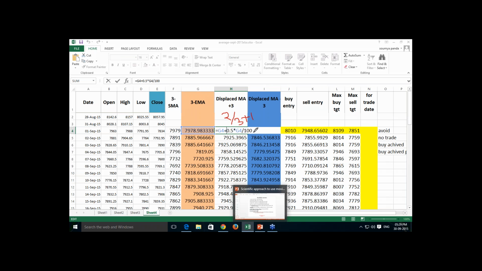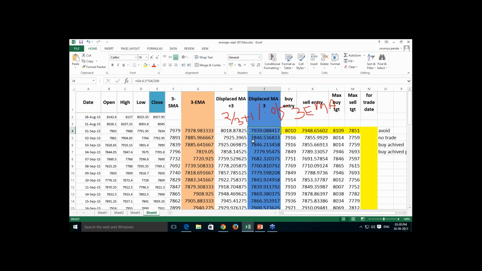Meaning, you have to calculate 2 divided by n plus 1 percentage of the 3-period exponential moving average. So this is nothing but the 2 divided by n plus 1 percentage of which value? Percentage of your 3-period exponential moving average, EMA. Once you add this value to the 3-period exponential moving average, you will get the displaced moving average plus 3. Similarly, once you subtract that value, you will get the displaced moving average minus 3. So this is how we have calculated the displaced moving average, taking the 3-period exponential moving average and subtracting the same percentage value.